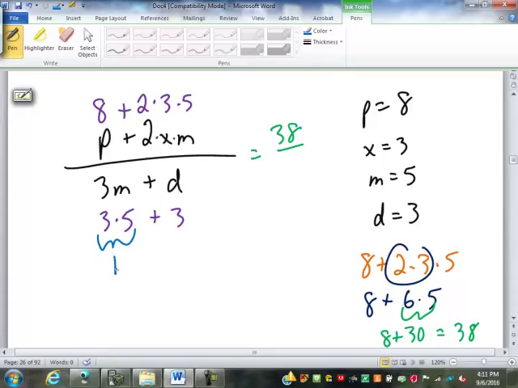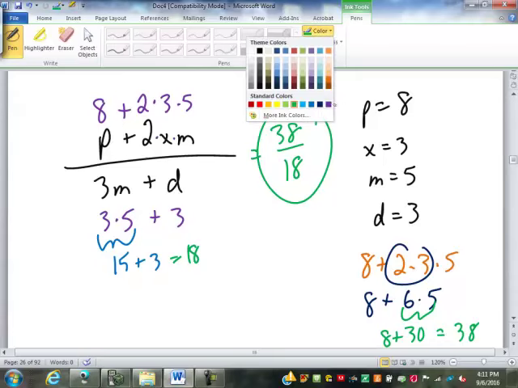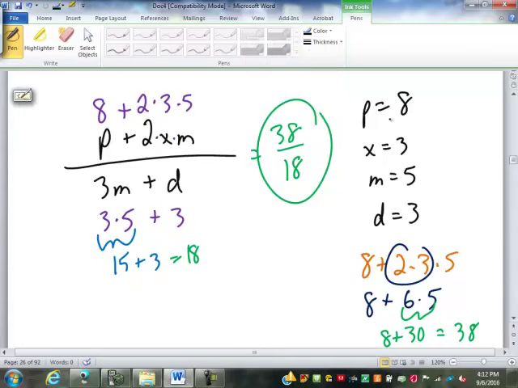Multiply. 3 times 5 is 15. Plus 3 makes 18. So you get 38 over 18. Now that doesn't divide out evenly. So for right now, we would have had to leave that. Unless you want to divide it out and you get 2.11111, or no, 2.22222. Anyway, you guys get the picture there.